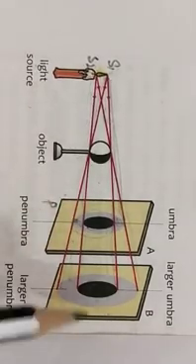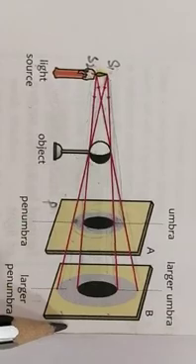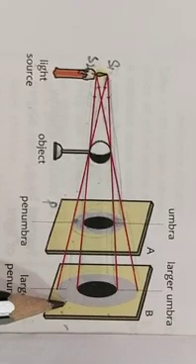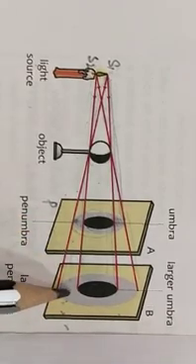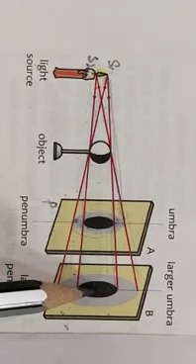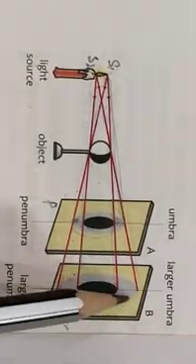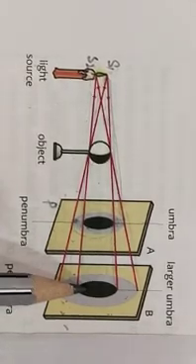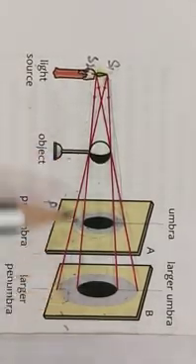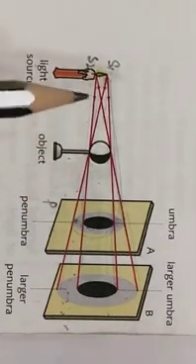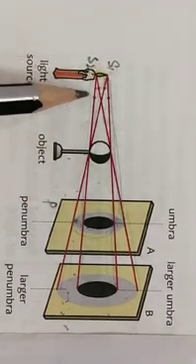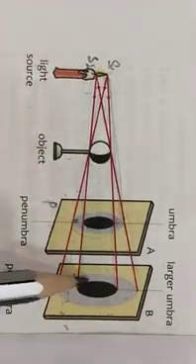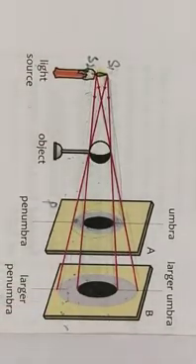But if you move the screen away, what will happen? Now the screen is moved away from the object. You will see that both the umbra and the penumbra will increase in size. Understood? The more the screen is away from the object, when we have a source of light smaller than the object, the size of the umbra and penumbra both increases.